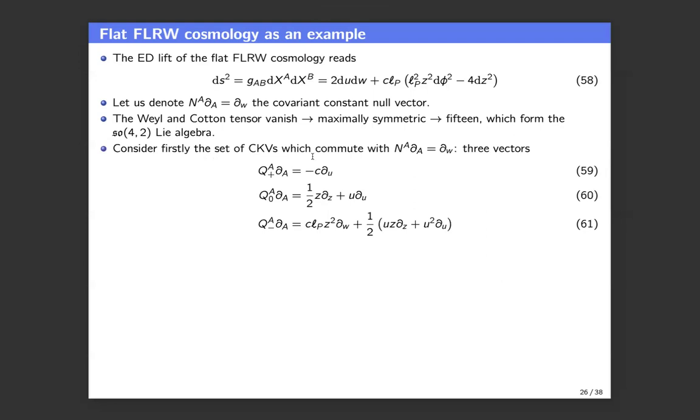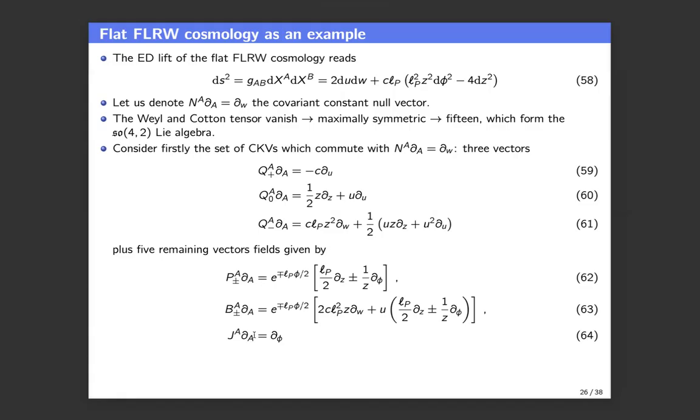So among these 15, I want to focus first on the ones that commute with the covariantly constant null vector, partial W. The first 3 of them are given explicitly by this. You see that they depend on the U coordinate, that will be the time later on. And then you have an additional set of 5 vectors, which are the translation, the boost, and the rotation. You see that they really depend on the coordinates being the dynamical fields, so I'm really having some symmetries which are in field space, okay? All these symmetries will be the key symmetries that I will focus on in this talk, but there are more.